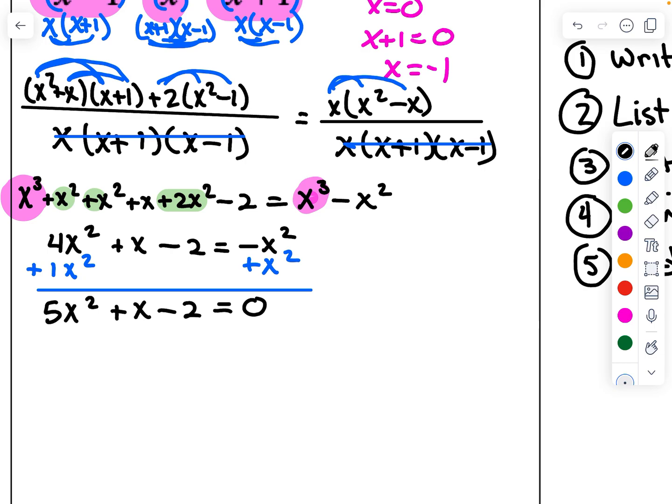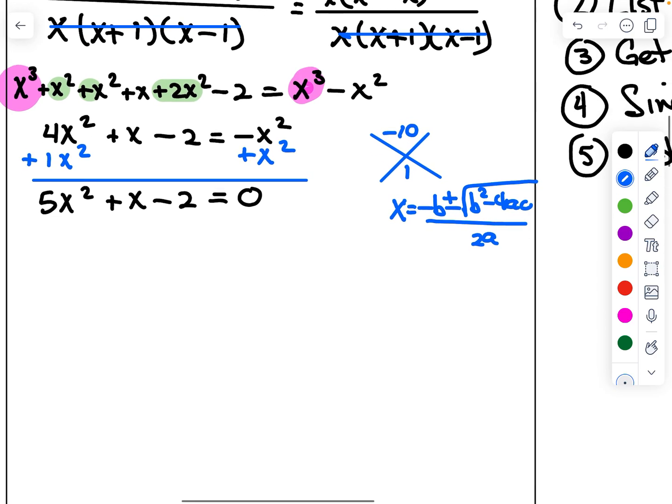And this is not going to be factorable because I would need factors of negative 10 that add to 1, and there aren't any. So now I'm going to have to use the quadratic formula, which is x equals negative b plus and minus the square root of b squared minus 4ac divided by 2a. Oh, this is a beast.